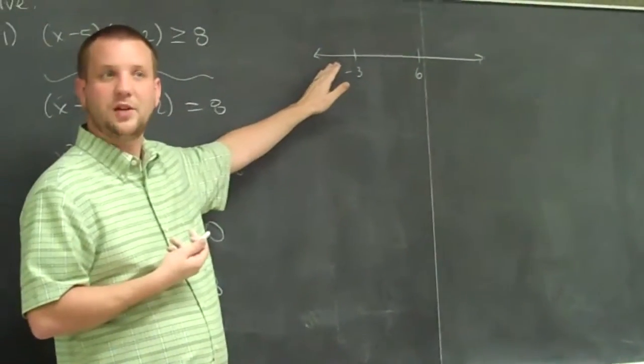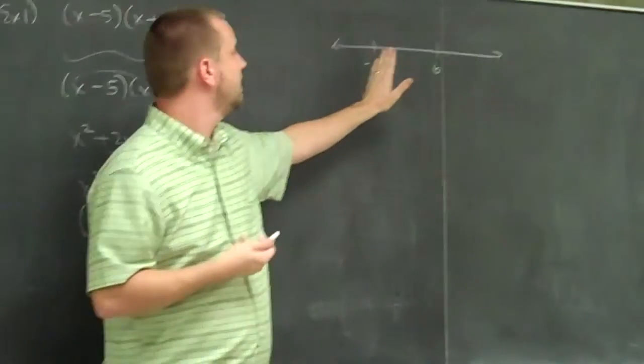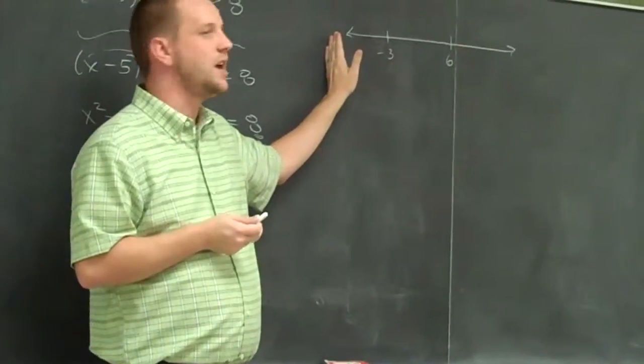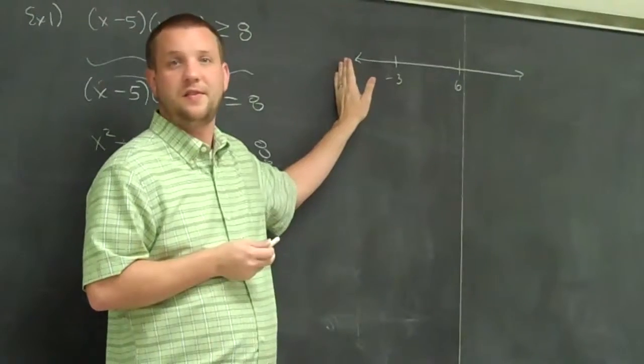So ditto here. With the actual numbers, we're going to pick something over here, any number less than -3. It doesn't matter what. Okay, does anyone have a favorite number less than -3?